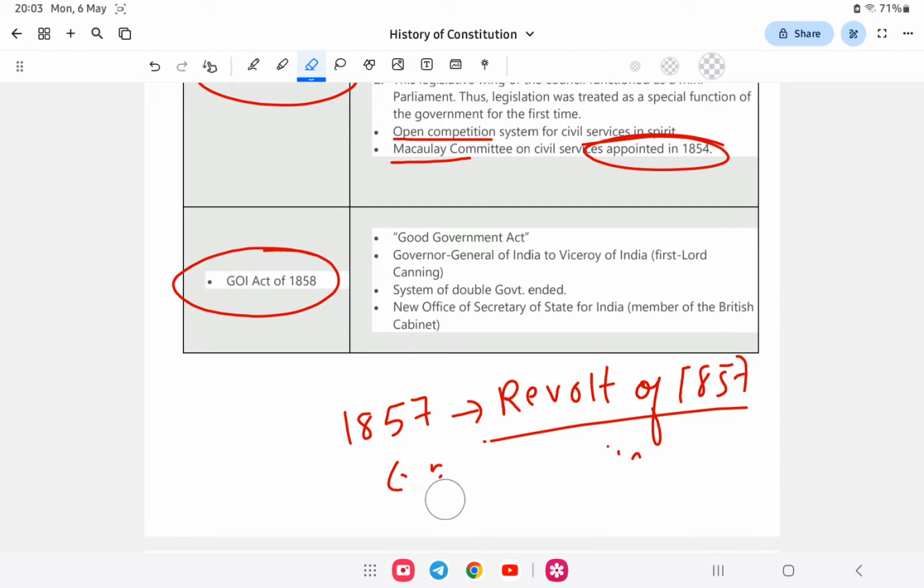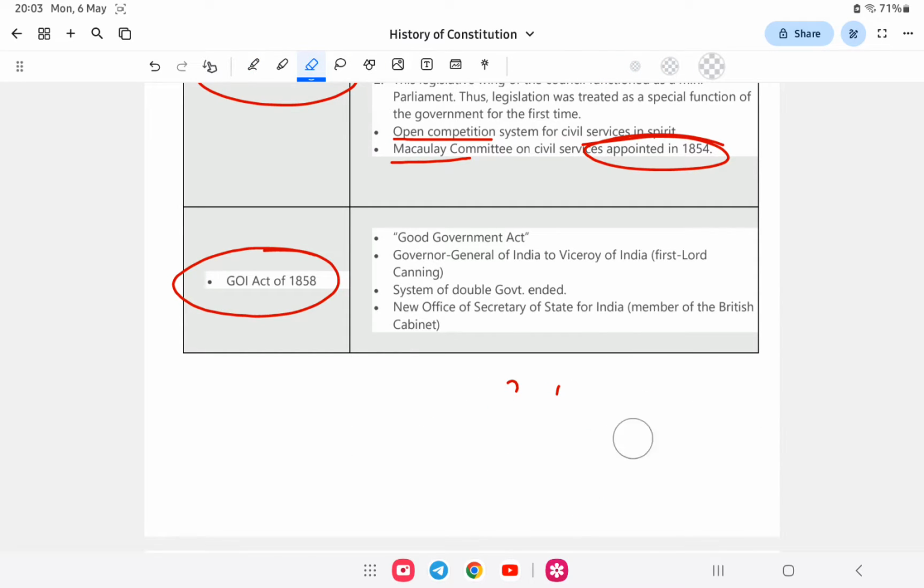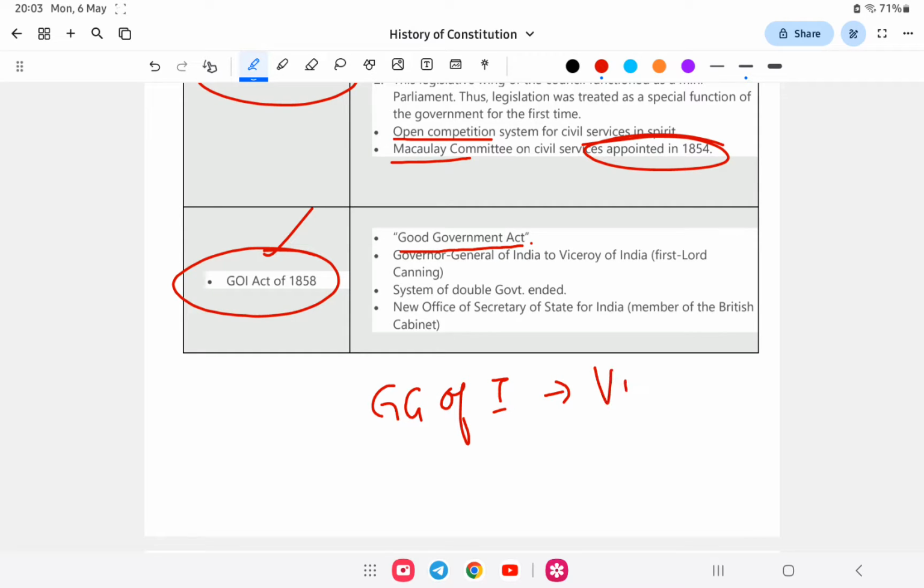So after that 1857, finally in 1858 they passed a law, the Government of India Act. So the Governor General of India was replaced, and finally they made the Viceroy.